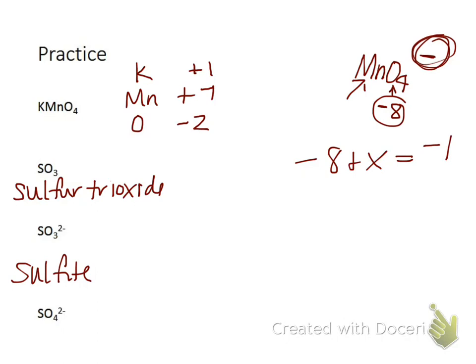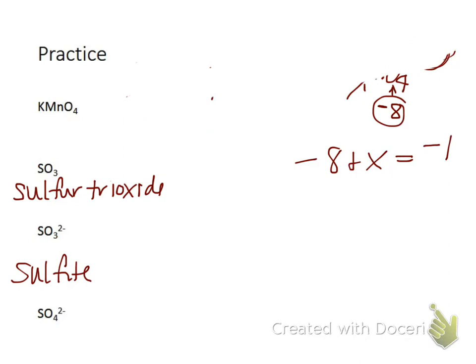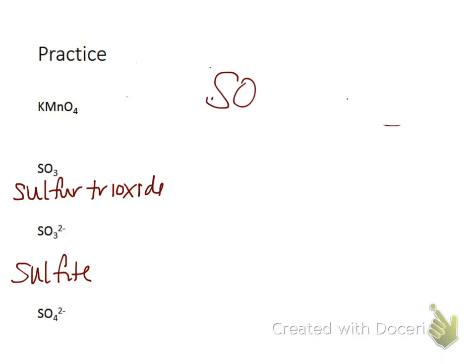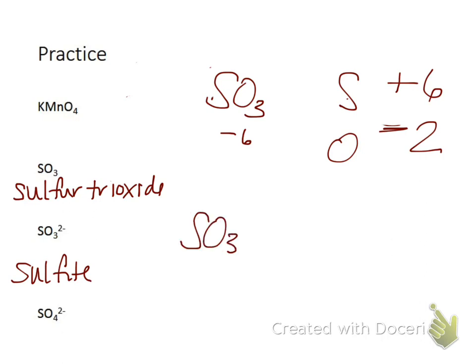Okay, so let me erase this. For SO3, we're going to do sulfur trioxide first. Sulfur, oxygen. Oxygen negative 2, but I have 3 of them. So what's my total negatives within there? Negative 6. So that means sulfur has to be positive 6. If I do this now in sulfite, oxygen's still a negative 2. Still have negative 6 total, but what does sulfur have to be in order to equal the overall? That's right, plus 4.